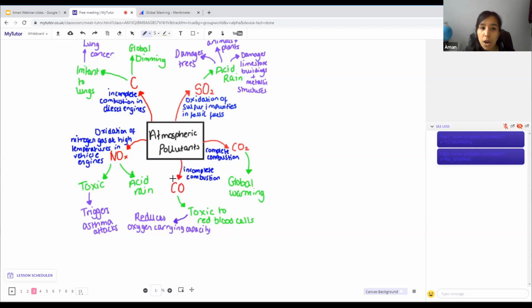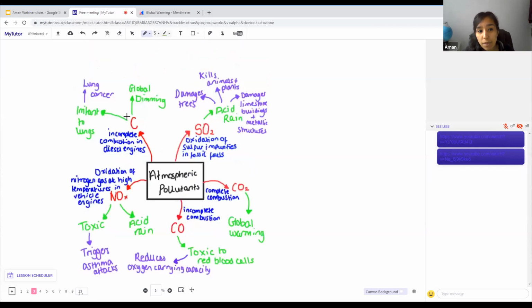Okay, the other carbon atmospheric pollutant is just carbon particles themselves. So remember, again, in incomplete combustion, specifically in diesel engines usually, carbon particles are produced. So again, you're thinking about soot. So they tend to be quite black particles. So they're not gases themselves. They tend to be kind of very fine particles. So soot is made of carbon.